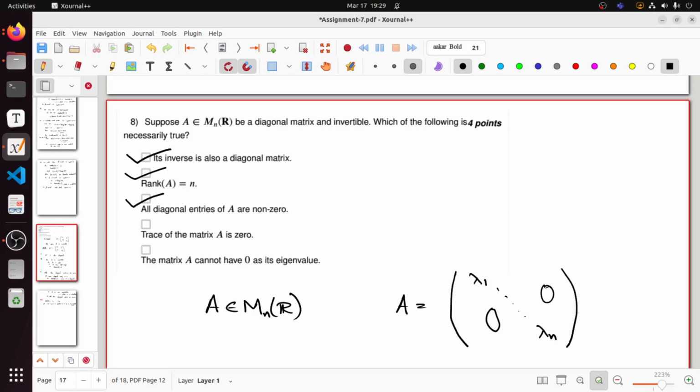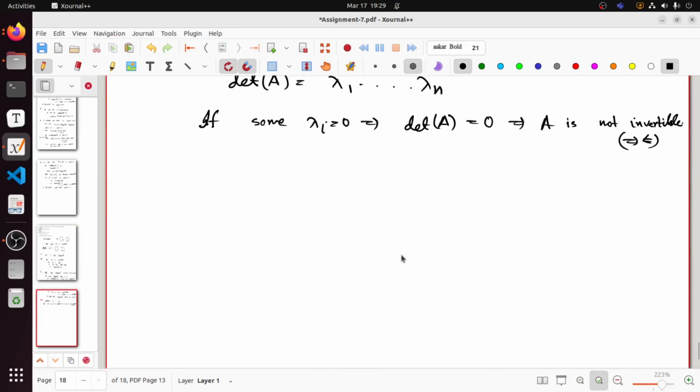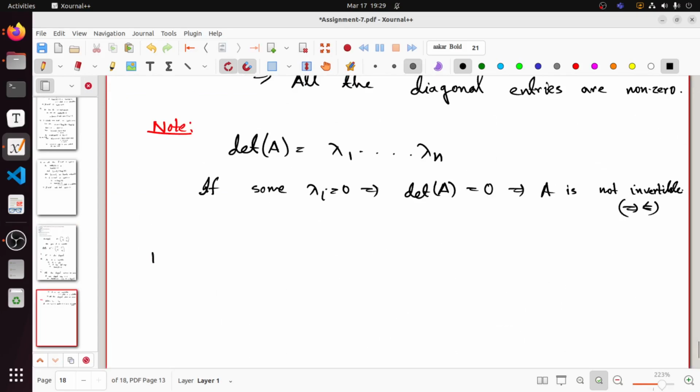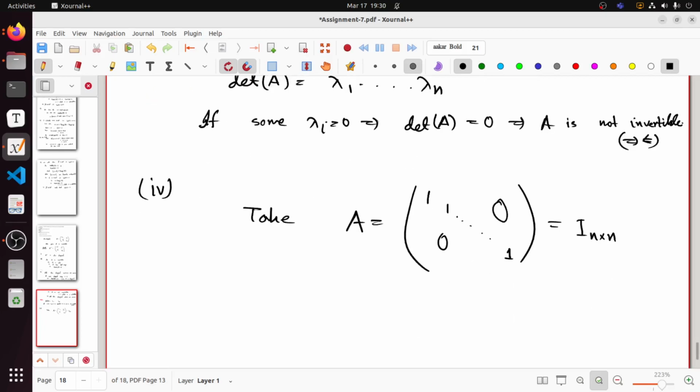So let's check option number 4. Trace of the matrix A is 0. Okay, so let's check option number 4. Trace of the matrix A is 0. So it may not necessarily be true, right? So let's take A to be the identity matrix, right? 1 1 1 1 and so on. So this is the I n cross n. So this is an invertible matrix.